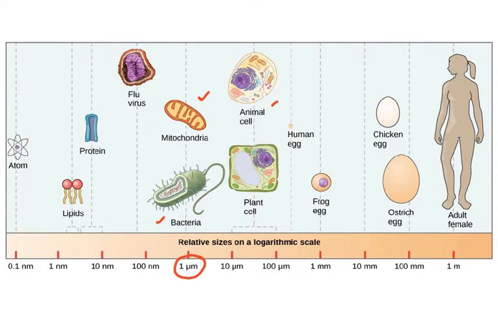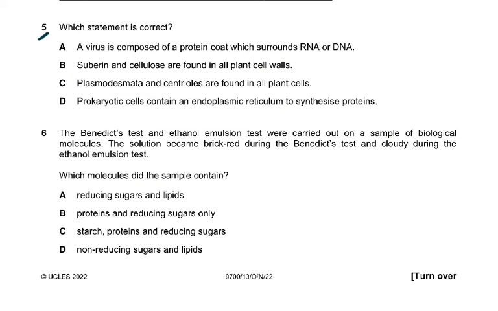Then the animal cell and plant cell are the same size. Then, you look at all the organelles with another diagram, which you need to see about the sizes of the different organelles. Now let's look at question number 5.